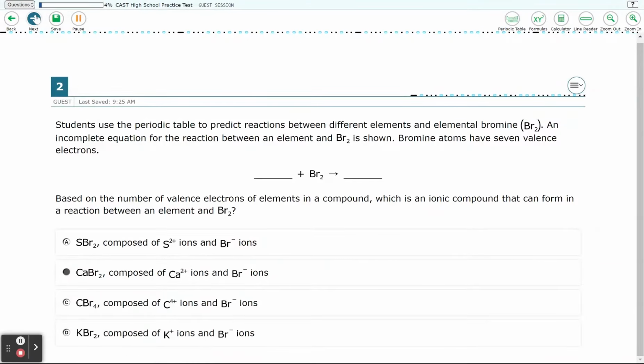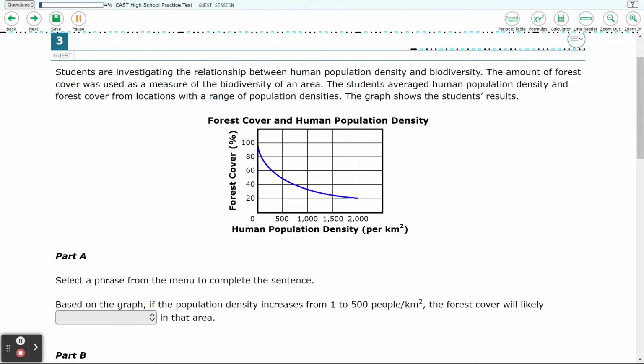And on to question number 3. Students are investigating the relationship between human population density and biodiversity. The amount of forest cover was used as a measure of the biodiversity of an area. The students averaged human population density and forest cover from various locations with a range of population densities. The graph shows the students' results. Here's the graph: forest cover and human population density, with forest cover in percentage on the y-axis and human population density in per square kilometer on the x-axis.